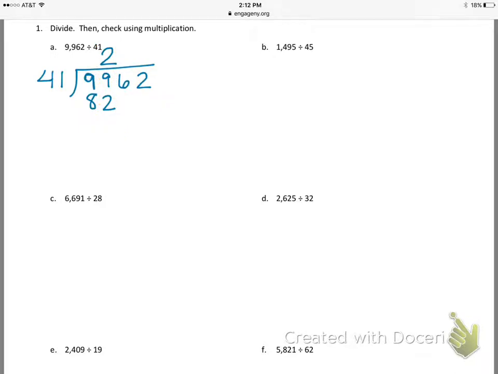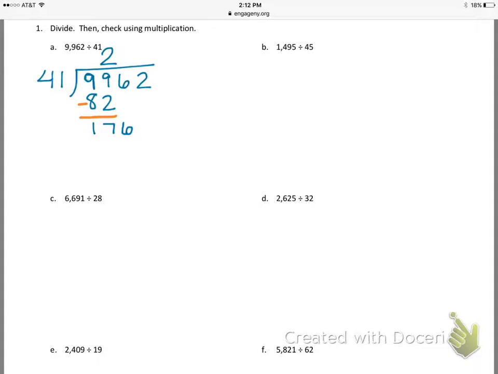I'm going to subtract that 82. Oh, how did I get orange? That's weird. That's okay. I'll go back to blue. And I get 17 hundreds. Now I'm going to drop down my 6. Really, I'm going to my tens place. So now I have 176 tens.